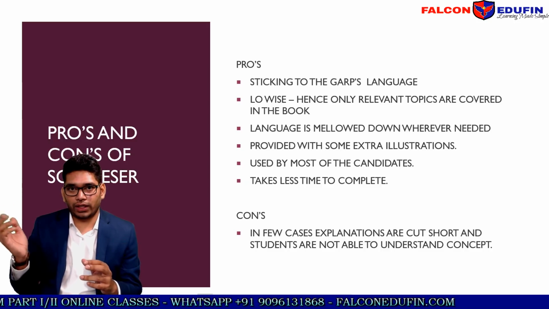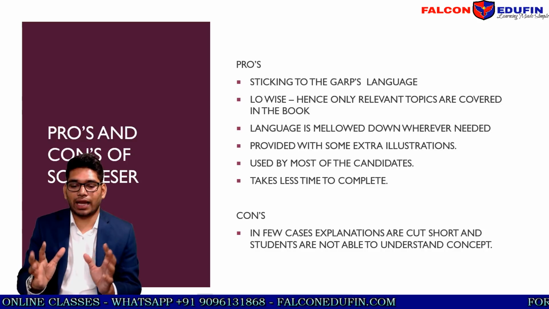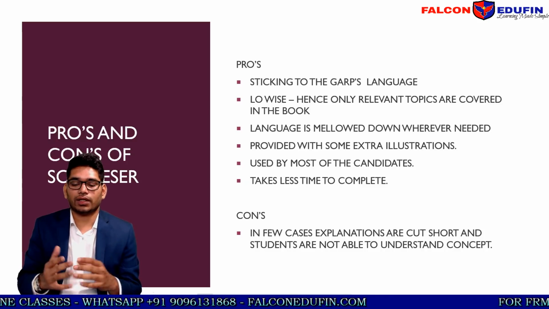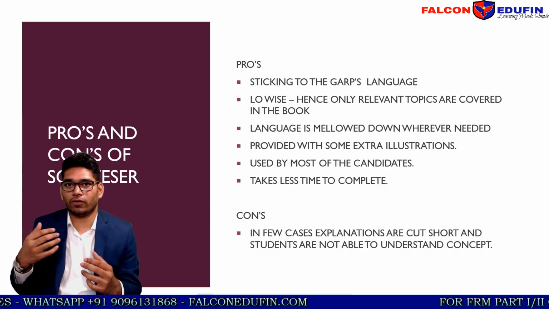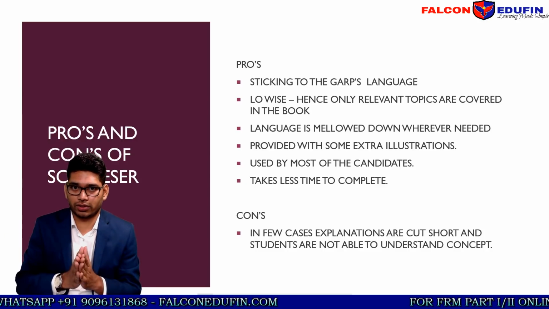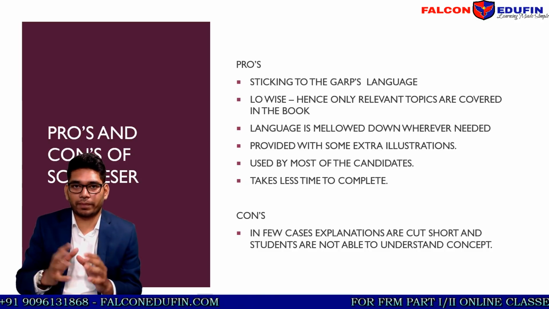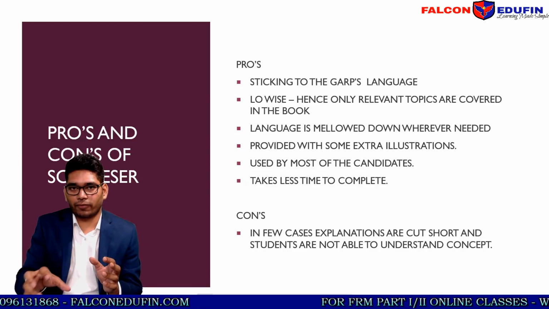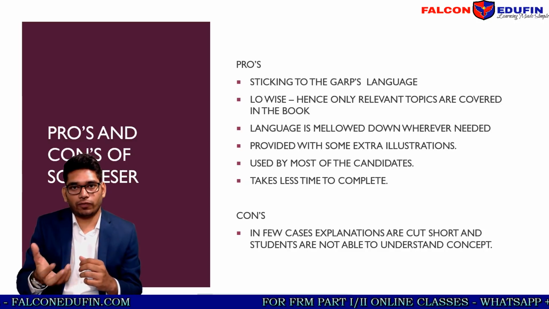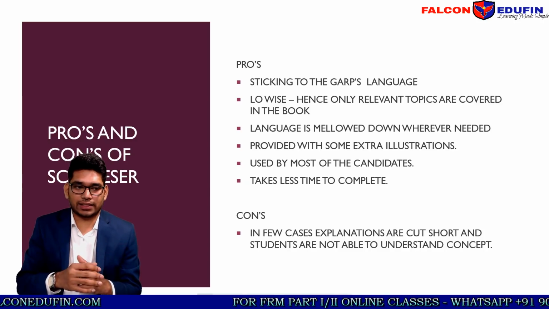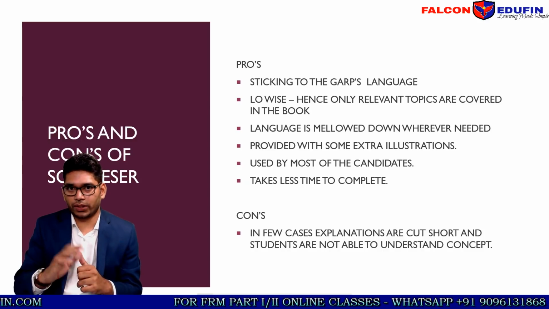So for example, if you study econometrics from the direct author's book, you will see the language is very professional. Professional meaning it is written from the perspective of users who already have a lot of basic understanding of related terminologies. What Schweser does is, Schweser writes the book in a very proper manner, and in these types of cases, Schweser is mellowing down the language. So you will feel the language is easy in those cases. Then it is used by most candidates and takes less time to complete compared to the GARP book.